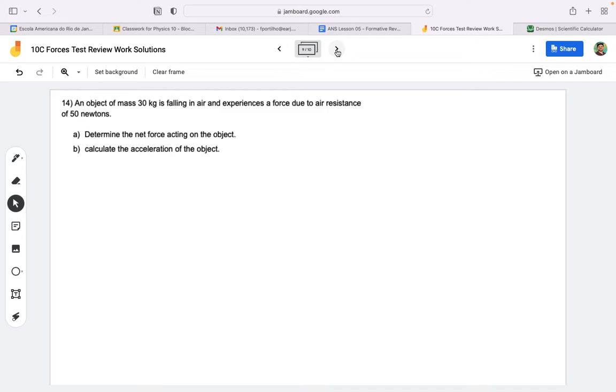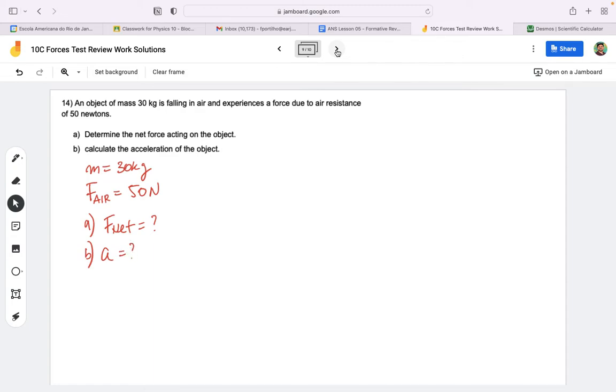goes like this. An object of mass 30 kilograms is falling in air and experiences a force due to air resistance of 50 newtons. So the air resistance is equivalent to 50 newtons. The problem asks for the net force acting on the object, and the acceleration of the object.